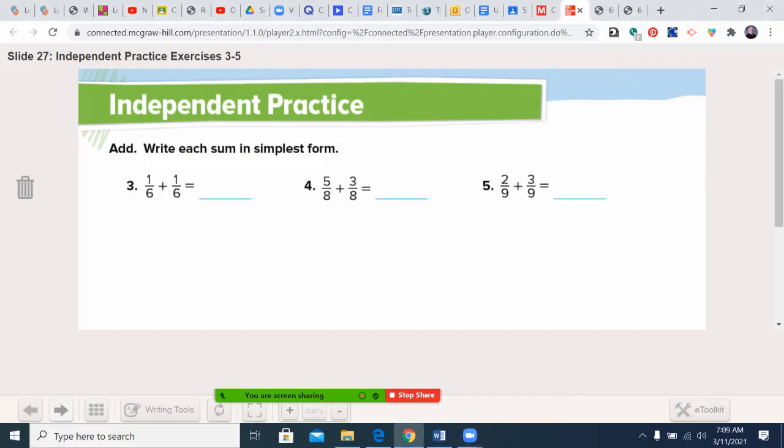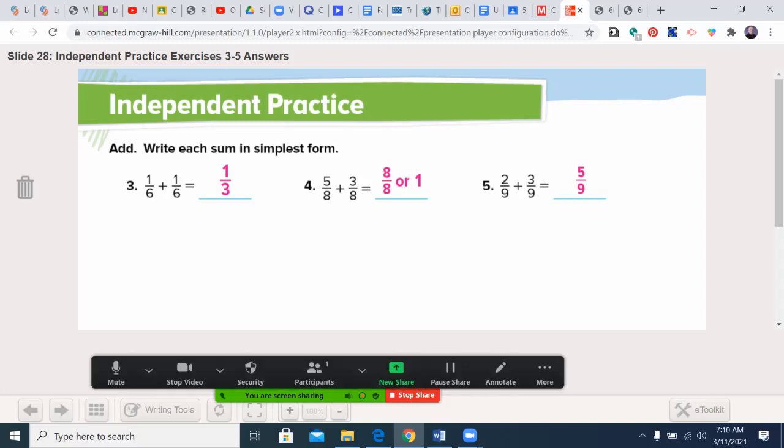Welcome back. Let's see how you did. 1/6 plus 1/6 is 2/6. That can be simplified into 1/3. When you get 8/8, that can be simplified to 1 because 8 slices. If there's 8 slices on the pizza and I eat all 8, I ate the whole thing. So I can just write 1. And over here, 5/9 was already simplified.